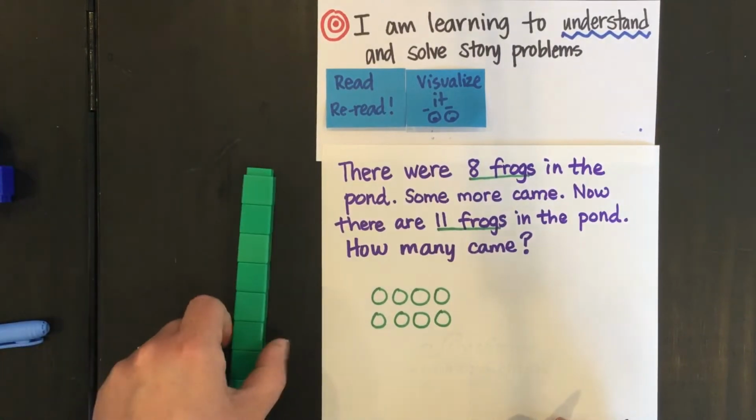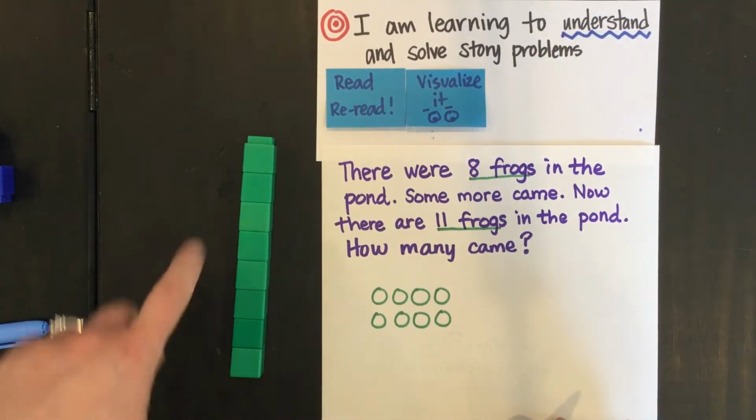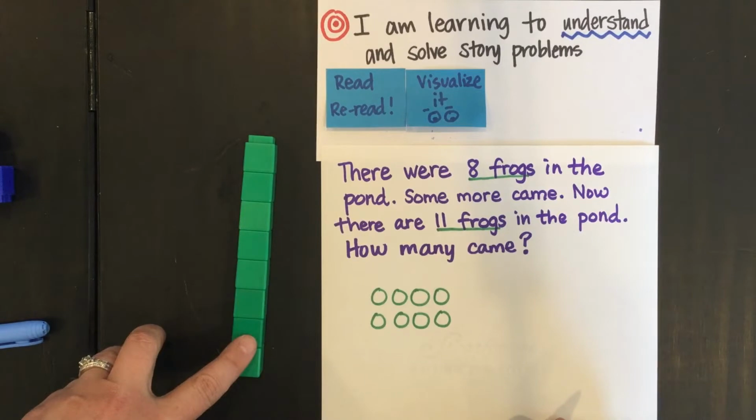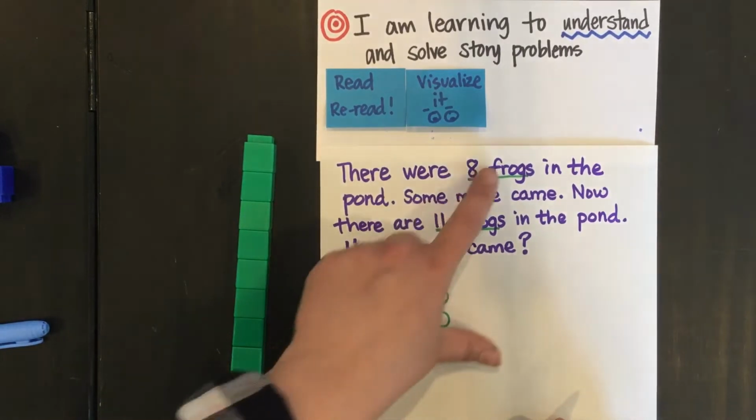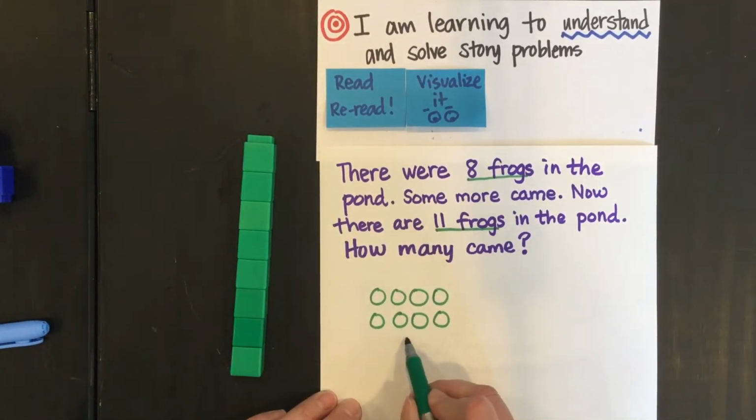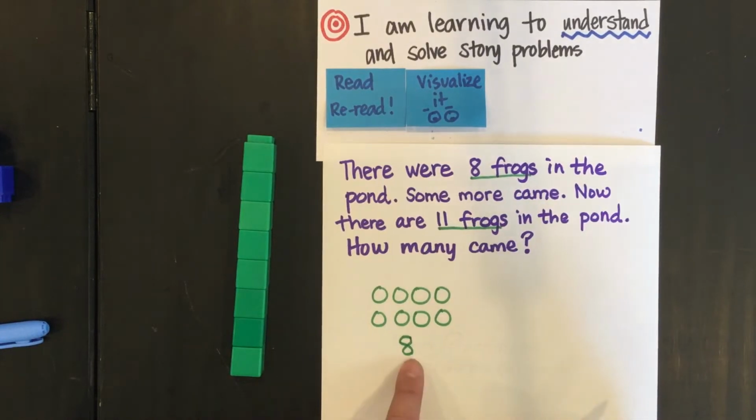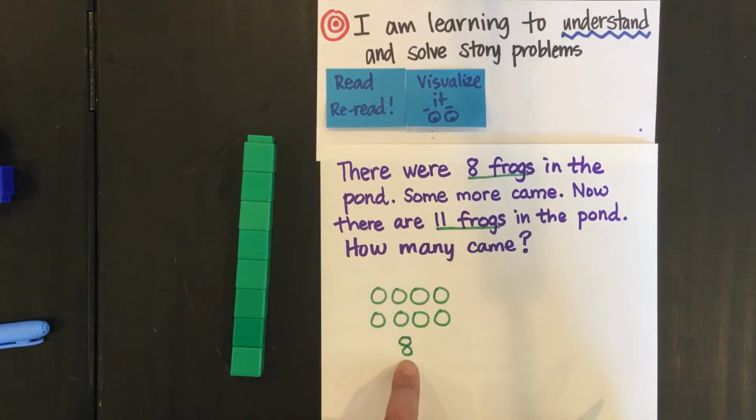If it was also helpful, I could get something out like cubes, and my cubes could each represent a frog. I could act it out. So there's the 8 frogs that were in the pond. So I'm going to label that with the number 8 because that's what that represents. The next part of the story said some more came. And when I'm picturing that, I can't visualize how many more came because the story doesn't tell me. So now I'm thinking, that's the part that I don't know in the number relationship.